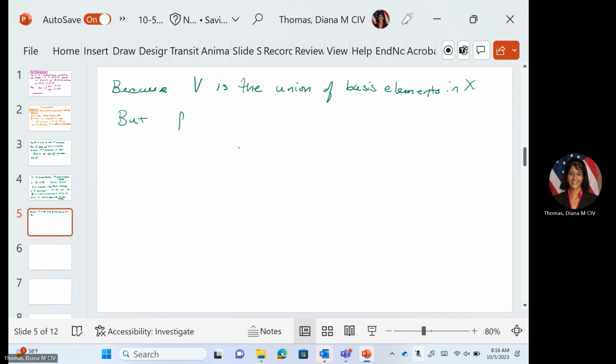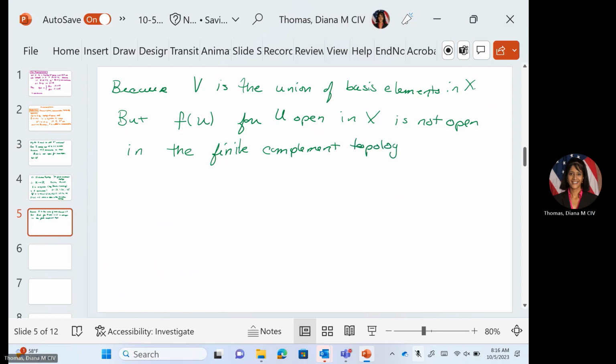But f of u, for u open in X, is not open in the finite complement topology. And these were the first homeworks I gave you. Just take an open interval. You remember me giving you those problems? Is this open?